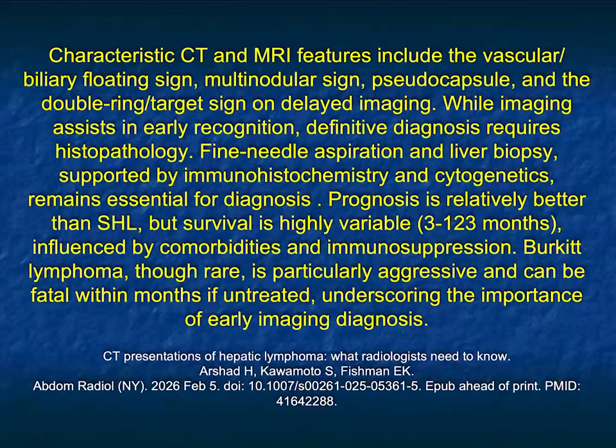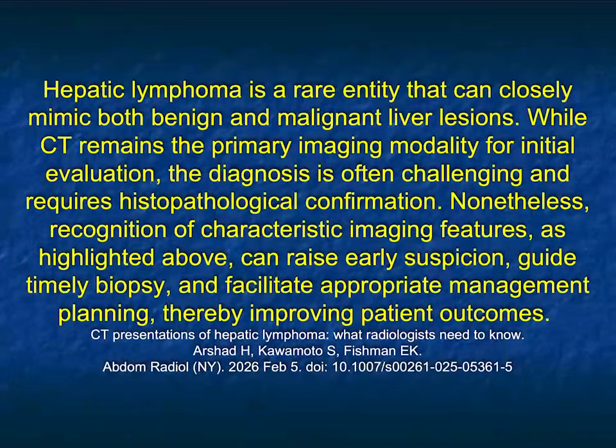So when we talk about characteristic CT and MR features: vascular floating sign, multinodular sign, pseudocapsule, double ring sign, lots of different signs, but it's an infrequent process, and most of the time the signs don't really help until you know the diagnosis. Okay, the prognosis is relatively better with primary than secondary hepatic lymphoma, but survival is variable. There are new immunosuppressive drugs that are being used, so hopefully survival will even get better.